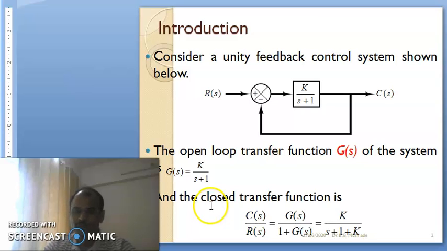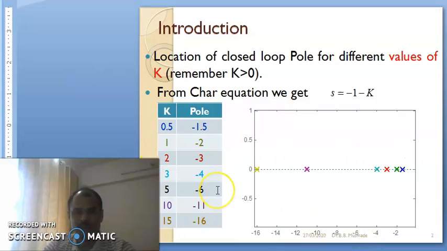This procedure requires the characteristic equation, and therefore the closed loop transfer function of this system, that is C by R ratio, is equal to K upon s plus 1 plus K. The denominator of the closed loop transfer function is the characteristic equation. Now equate this characteristic equation to 0, and rearranging for s, it becomes s equals minus 1 minus K.